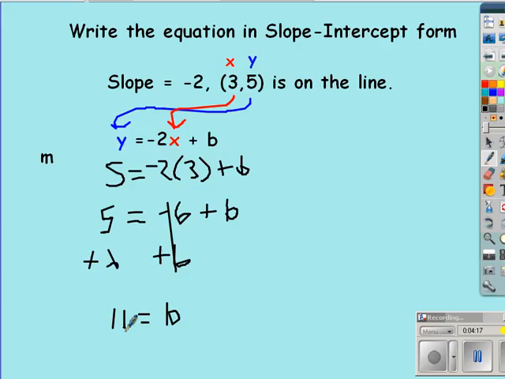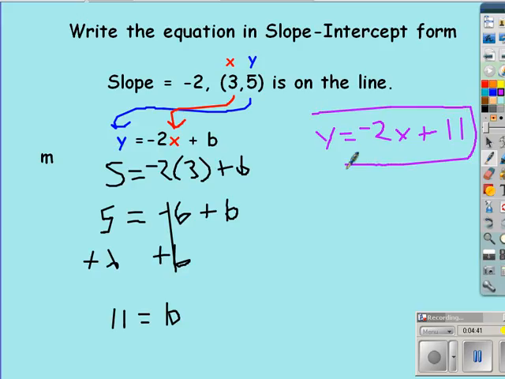Now the question wasn't what is b? The question was write the equation in slope-intercept form. So your final answer for a question similar to this is going to be y equals my slope, negative 2x, plus b. And we know what b is now. B is 11. So y equals negative 2x plus 11 is the slope-intercept form of a line with a slope of negative 2 where the point (3, 5) is on the line.